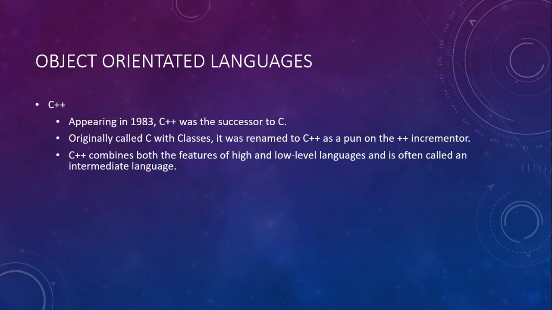So the first one I'm going to mention, I'm just going to talk about a few of them here, is C++. And you might have heard of C++. This has been around since 1983, and it was the successor to the aforementioned C. Originally, when it came out, it was called C with classes, but they renamed it to C++ as a pun on the plus incrementer. Plus meaning add 1. So they had a little bit of a sense of humor. Now, C++ combines both the features of high and low-level languages and is often called an intermediate language. It's called intermediate because it's using both high-level and low-level, so it's kind of acting as that bridge between them.